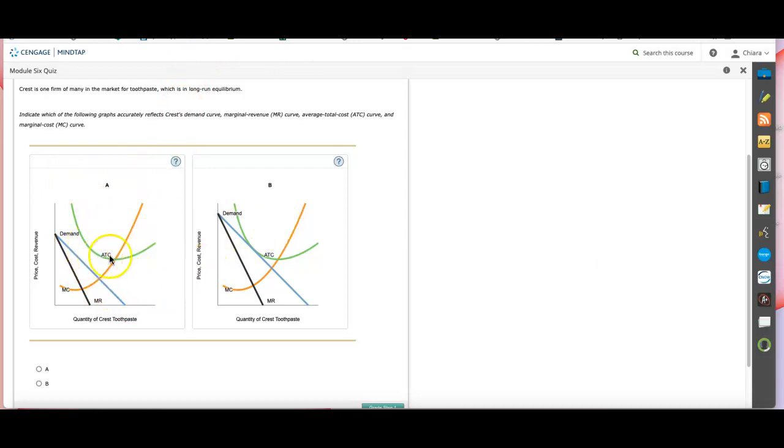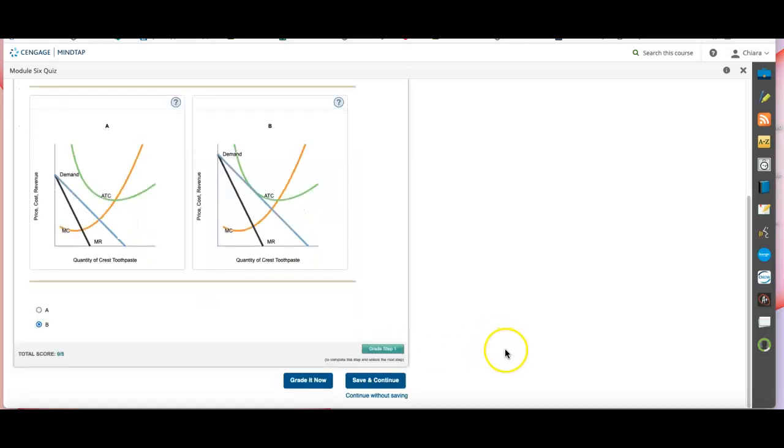The A, average total cost, is above demand at the point of intersection of marginal cost and marginal revenue. So let's say about this spot. We know there's a loss on this one. On B, there is 0, because if we draw a line up here, we're going to get the point where the demand is tangent to the average total cost. So they're the same. So B would be the answer to the long run equilibrium for monopolistic competition.